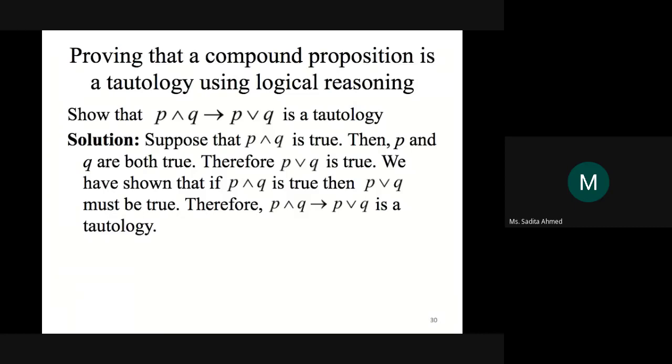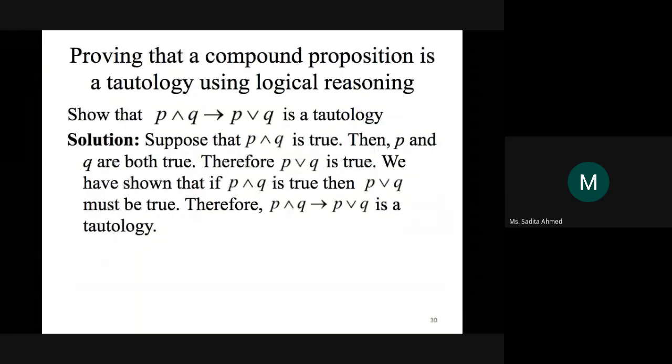However, what if one of them is false? In that case, P or Q is still going to be true, but as long as at least one is false, P and Q is not going to be true. So we cannot definitively say that the assumption P or Q is true will lead to the conclusion that P and Q is true, right?